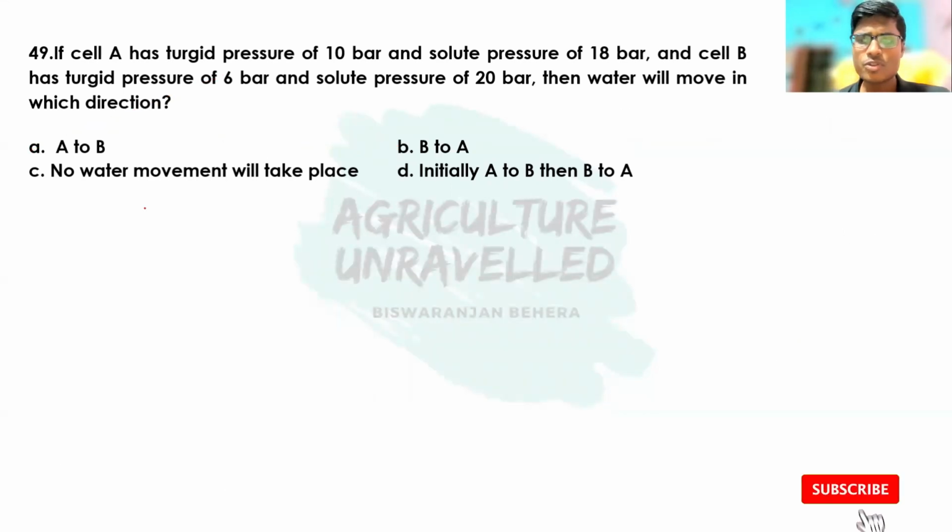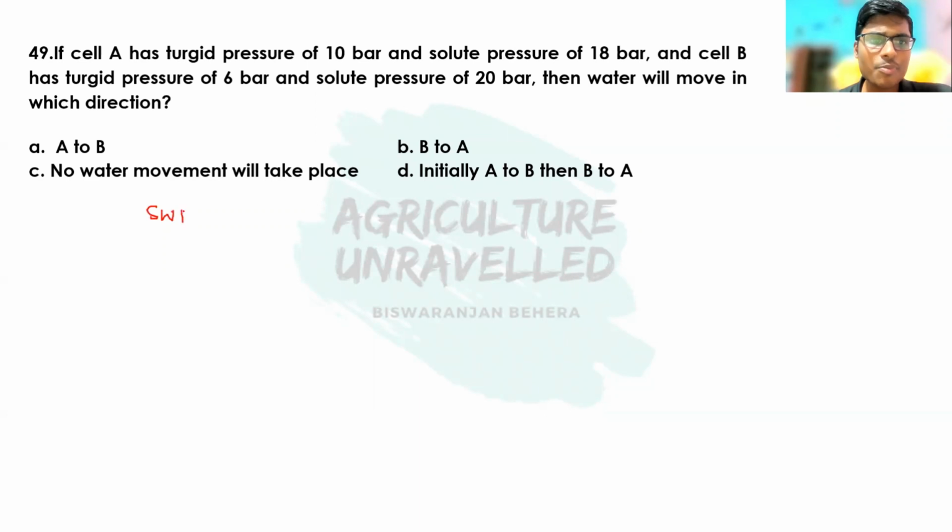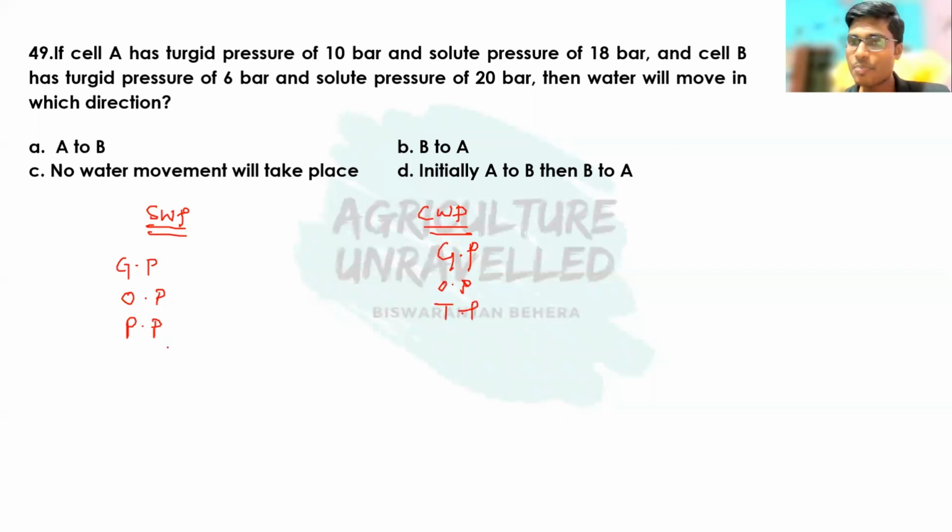Now we'll compare the soil water potential concept with the plant cell water potential concept. So in case of soil water potential, what were the components? They were gravitational potential, osmotic potential, pressure potential. And in case of plant cell water potential, the components are the same, that is gravitational potential, osmotic potential, pressure potential. Instead of pressure potential here, it is turgor potential.